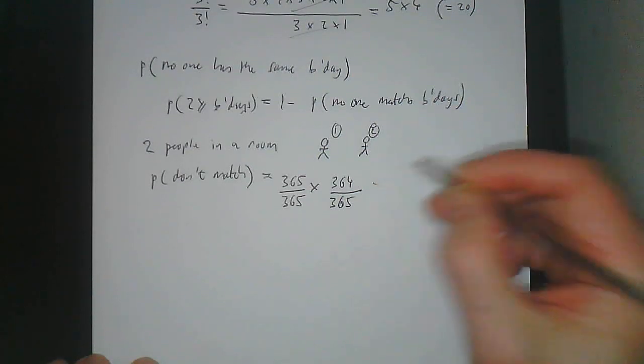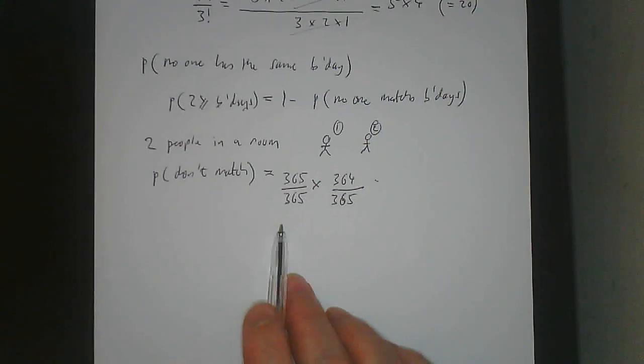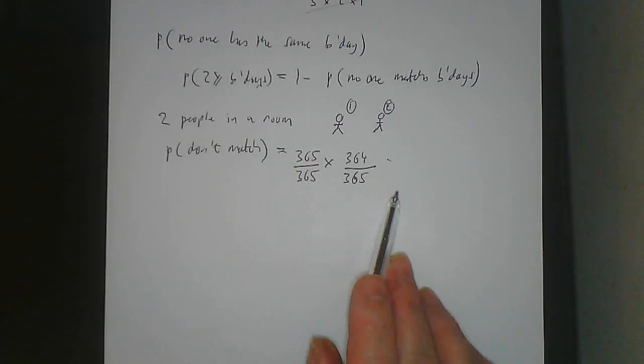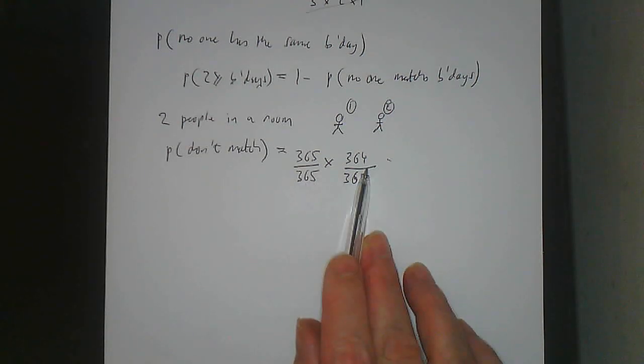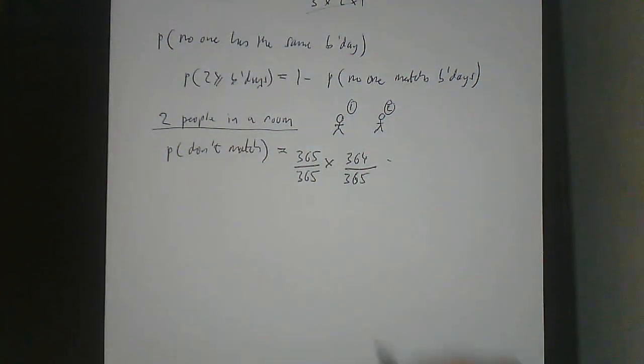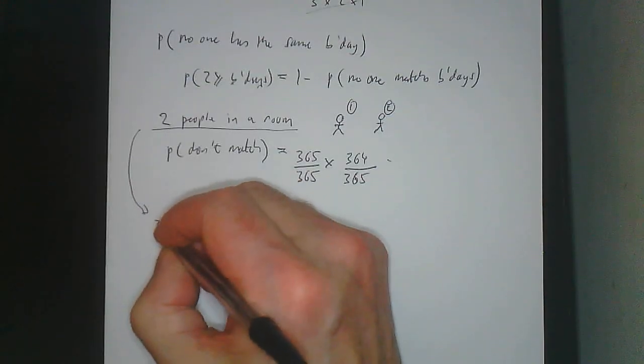And then we're done. So this would be the case for two people. And then if we wanted to work out the probability they have the same birthday, we could take this away from one to get the answer. So that's for two people in a room. So let's go straight from there to 30 then. 30 people in a room.